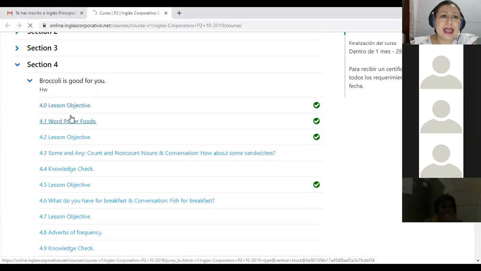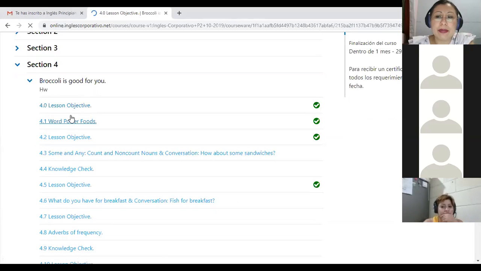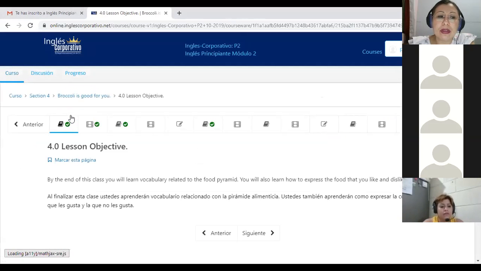So the idea is that we can run a little bit because we need to cover most, if not all, of section number four by this week. So we need to work a little bit hard today and tomorrow, and then next week complete the whole module with section number five. It says that by the end of this class, you will learn vocabulary related to the food pyramid. You will also learn how to express the food that you like and dislike, okay? Can you see my screen? ¿Pueden ver mi pantalla? ¿Sí? Yes. We are in the platform now.